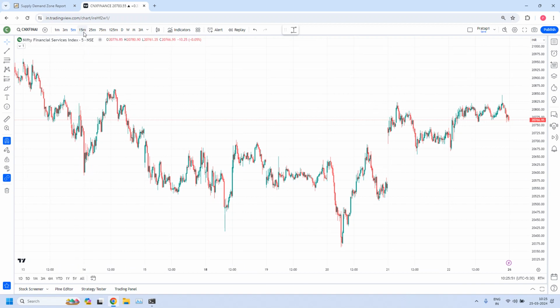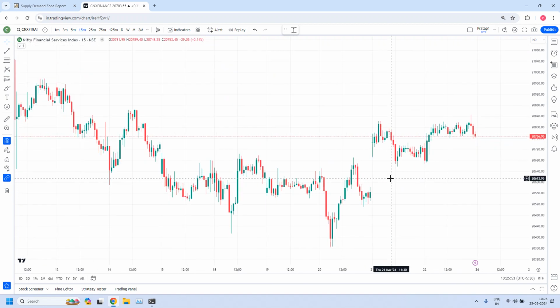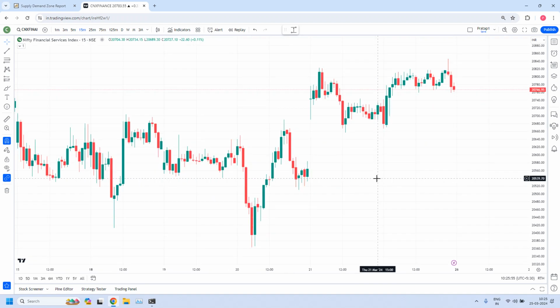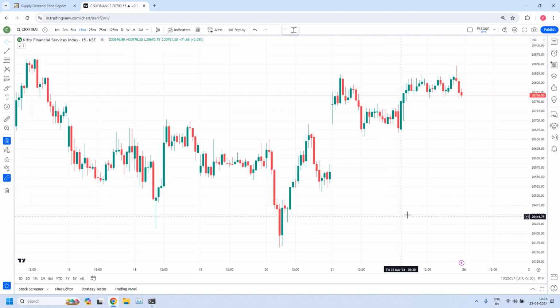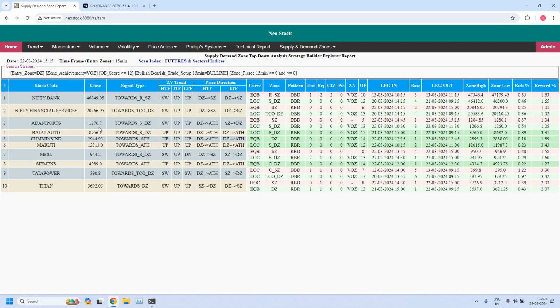In DIT we have to go to 15 minutes time frame, and here we need to mark our demand zone and supply zones. So what is the immediately available demand zone as per our NeoStock report? This is the demand zone. This is a high liquidity zone, but among high liquidity, this is low priority. So it's a good zone. That means it is better than the normal demand zone. And it is a fresh zone, low on the curve.